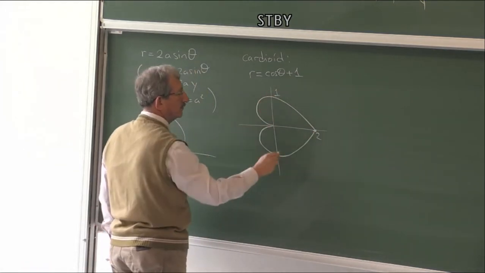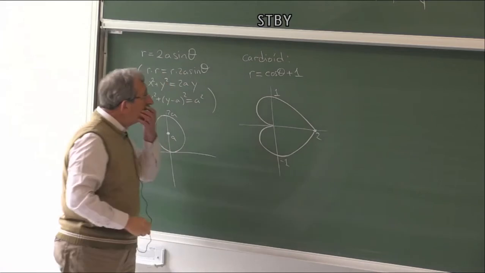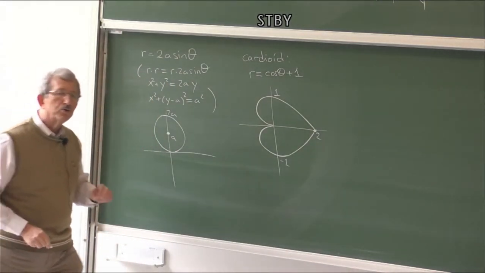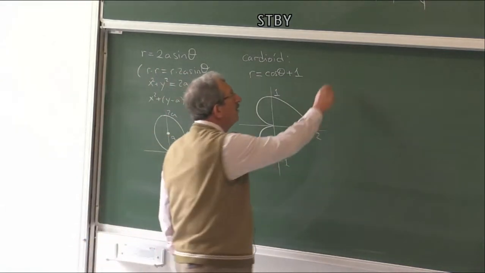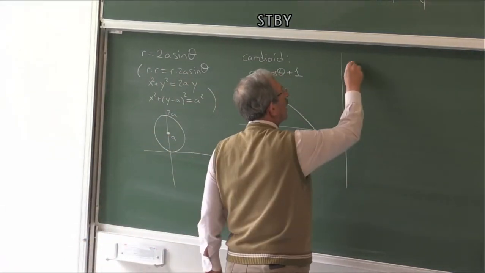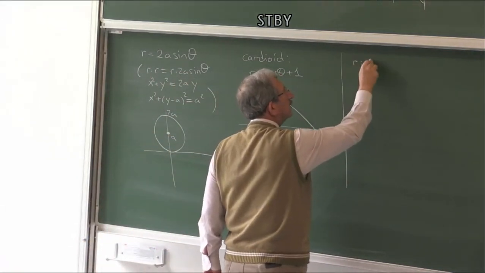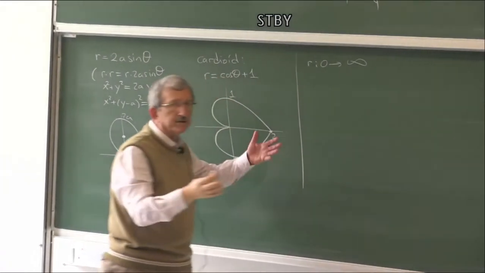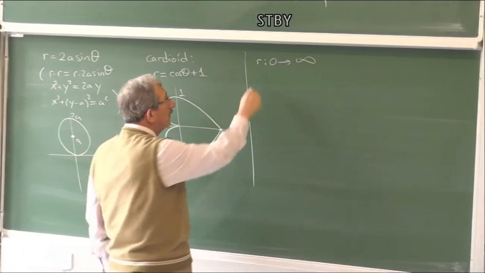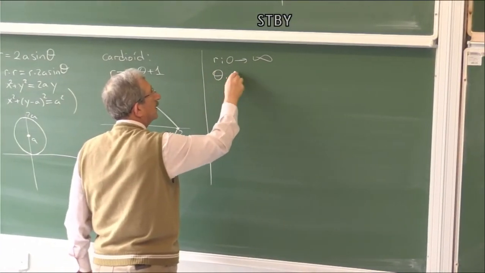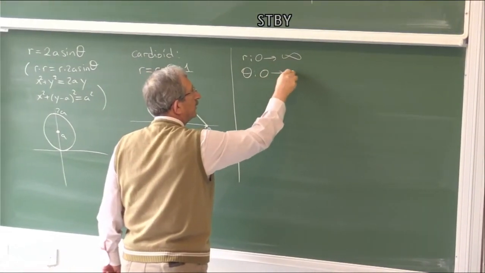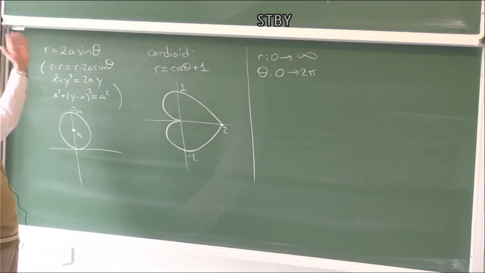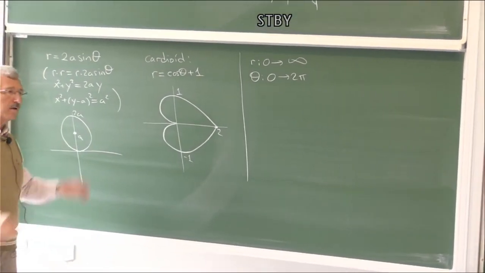Now, in these sketches, it's important to note a few things. Firstly, r normally starts from 0 and can go up to infinity. It's positive, it's a distance. Theta can start from 0 and go to 2 pi. Then, of course, you cover everything in the plane.